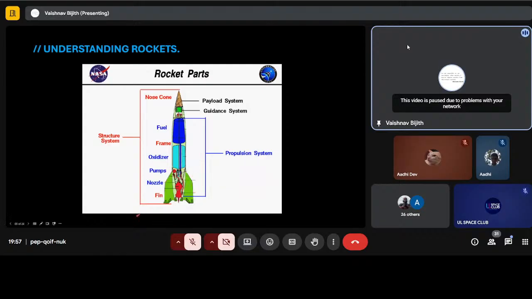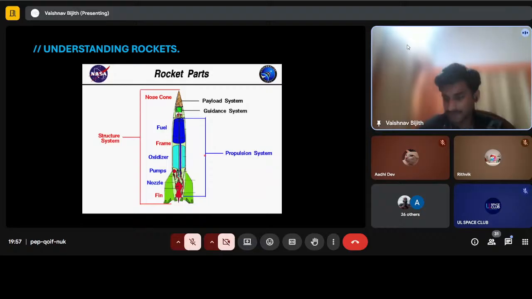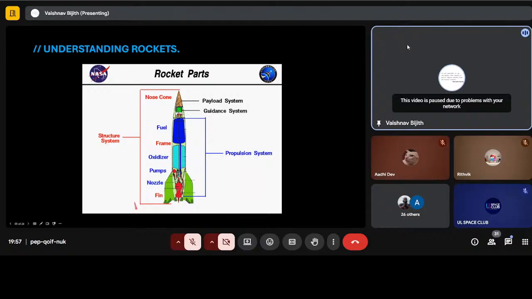So now let me frame another question for you. Why do we need an oxidizer? Because there is no oxygen in space. Exactly, there's no oxygen in space. When the fuel heats up, you need to have a reaction. You need combustion there, and for combustion to take place, you need oxygen. So that's the whole thing. This is a very fundamental design of a rocket.